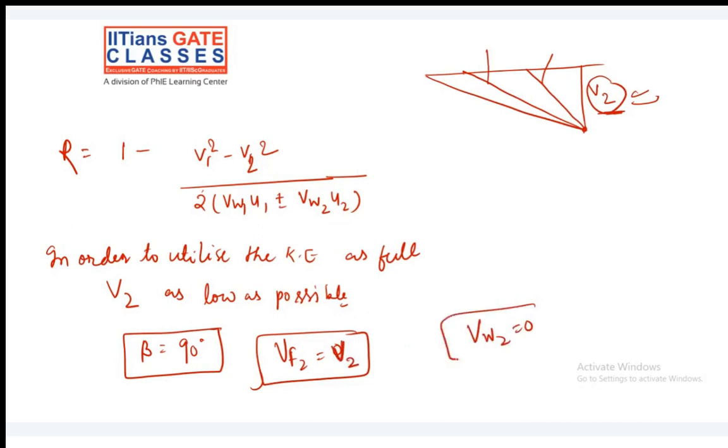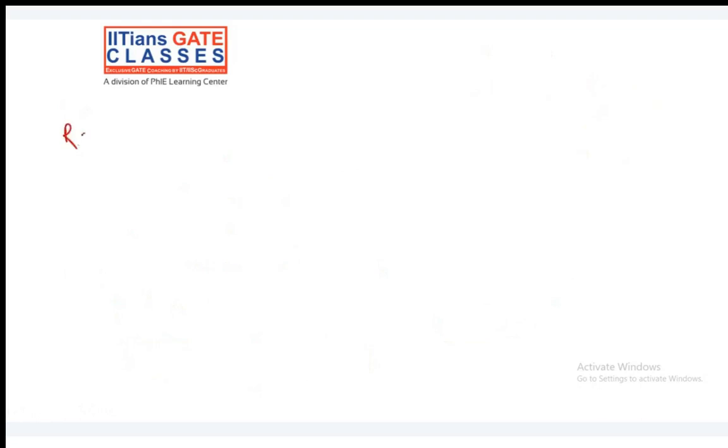If this is your absolute velocity at the outlet, then there will be no whirl velocity, right? So this VW2 will be directly equal to 0. So when VW2 is 0, what is the degree of reaction left now? This R value is 1 minus (V1 square minus V2 square) divided by 2 times VW1 U1. Okay, so what is the runner power?